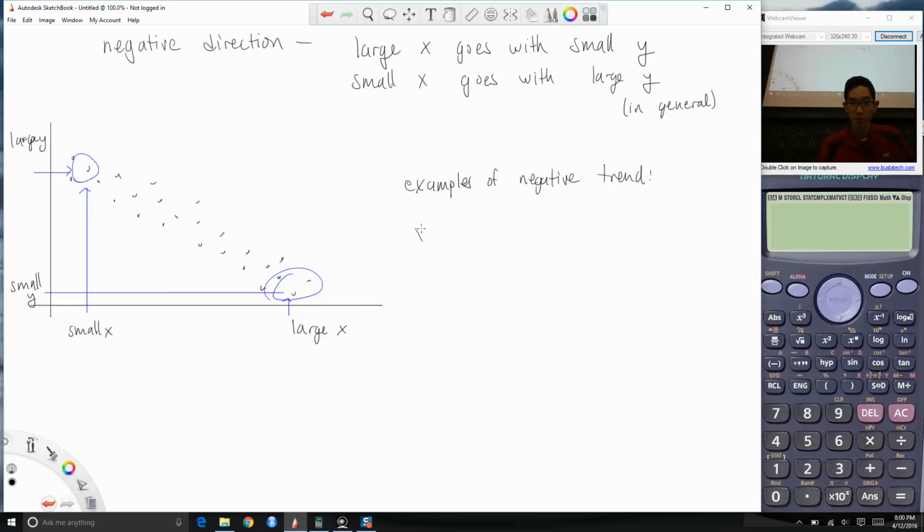So x could be the number of miles driven on a car, and y will be resale value. In general, if you look at cars that have lots of miles driven on them, they will sell for less money than cars with fewer miles driven on them. So you have stuff like that.